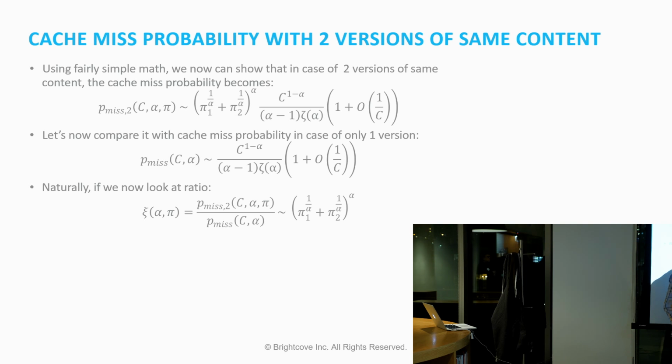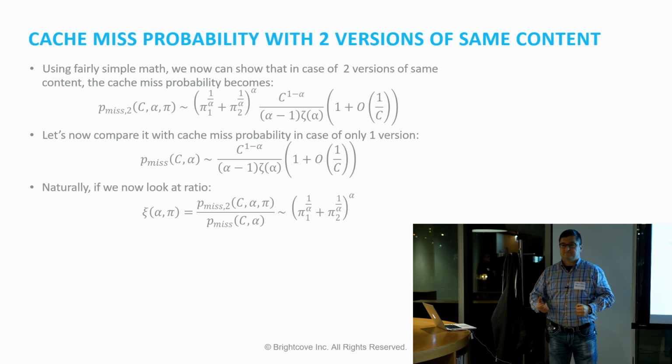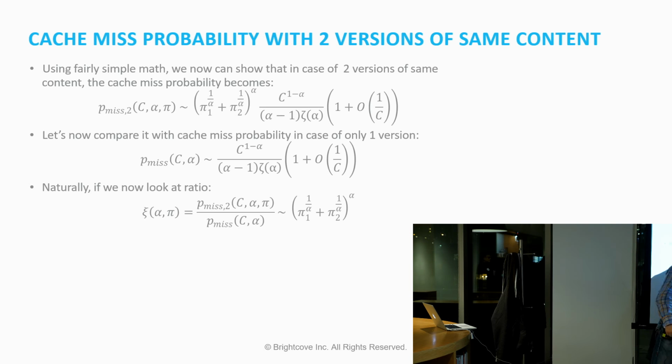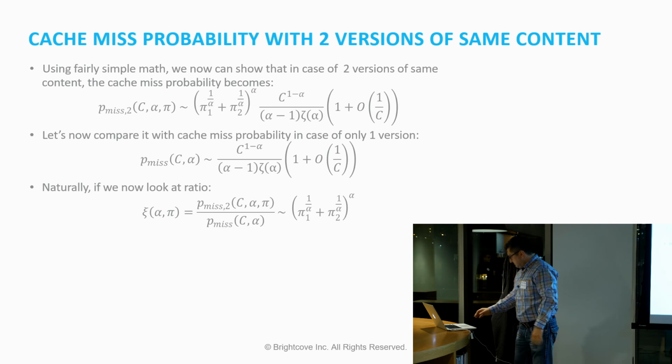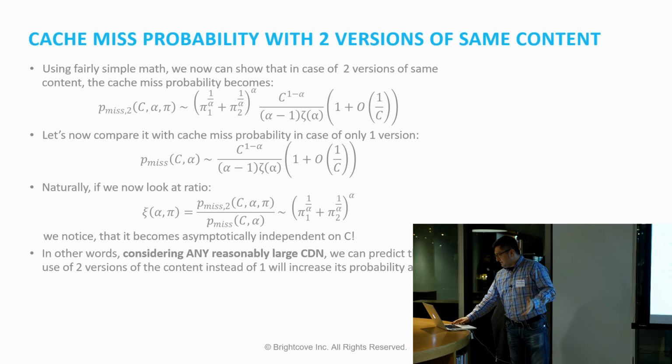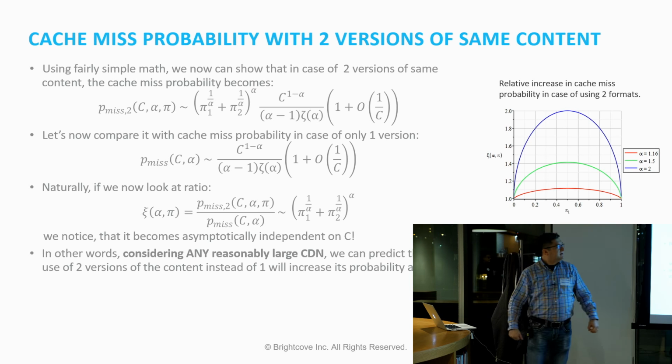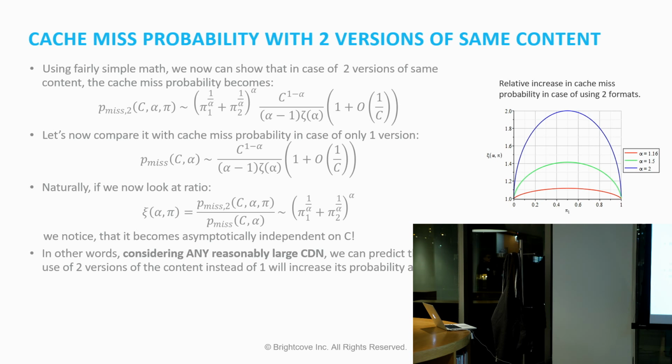And if I look at the ratio of these two things, the final formula that I obtain is no longer dependent on C, which is the capacity of the cache. So what I discovered is that if you make some asymptotic assumptions and look at the relative ratio of cache miss probabilities in the case of a single format versus two formats, it converges to something stable that is no longer related to the actual cache size. And if that's the case, then for any reasonably large CDN, the ratio of cache miss probabilities will be described by this expression. I can plot it.